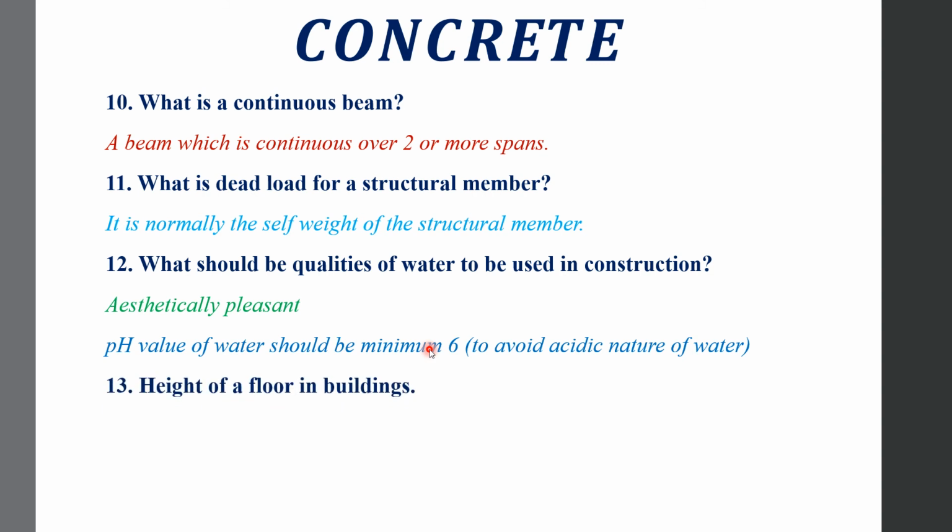Number 13 is height of a floor in a building. What will be the height of a single story or one story in a building? That is 3 meter normally. This is normally, but not a hard and fast rule. This is a thumb rule. The height of a floor in a building is normally 3 meter or 10 feet.